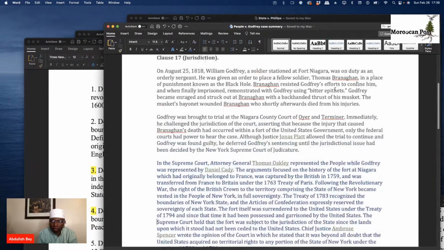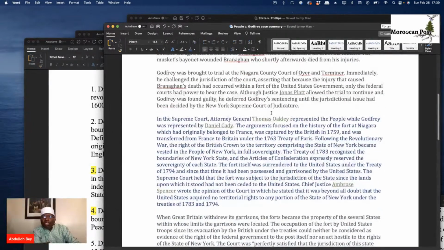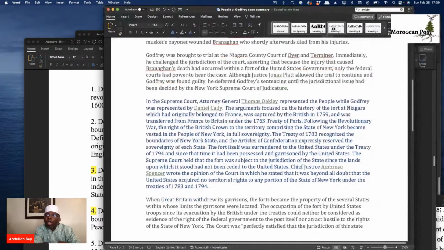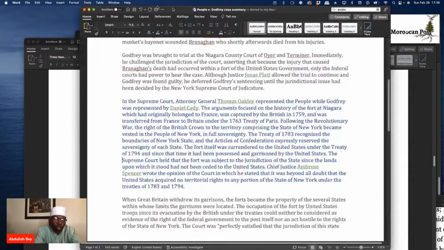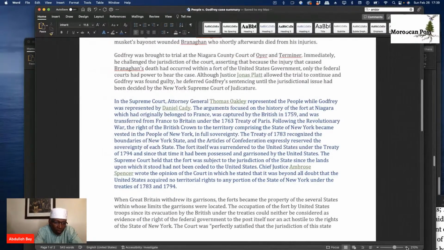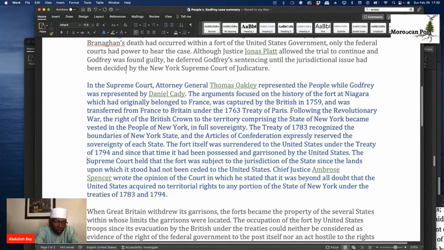Here goes. Okay, so this is People versus Godfrey, 1819. This is a New York Supreme Court case. A 204-year-old New York Supreme Court case. I'm gonna make this a little bigger, sir. I'm gonna blow this up a little bit. All right. Can everybody see that?